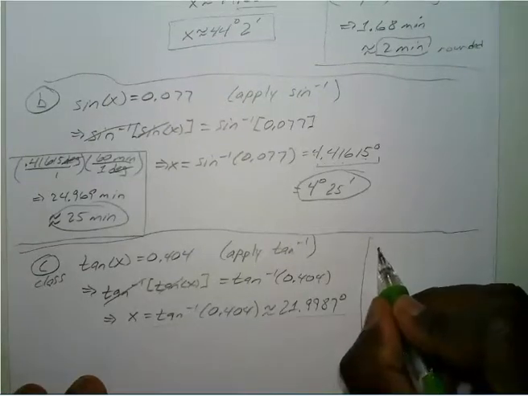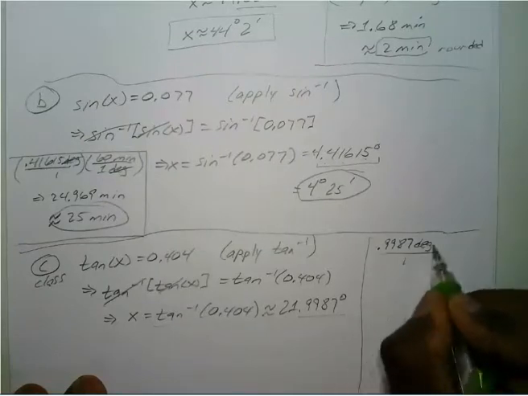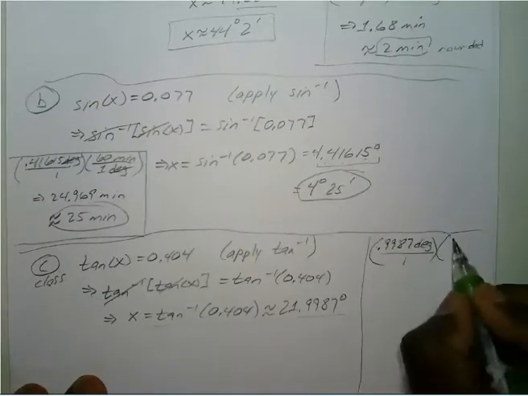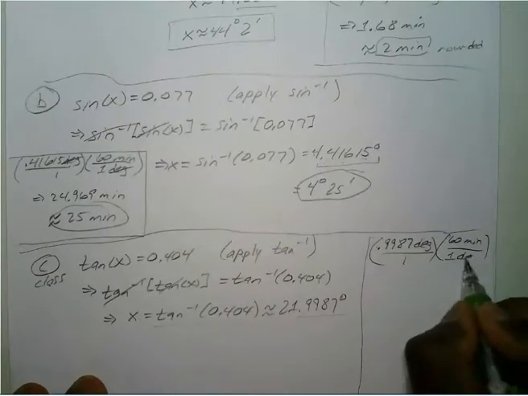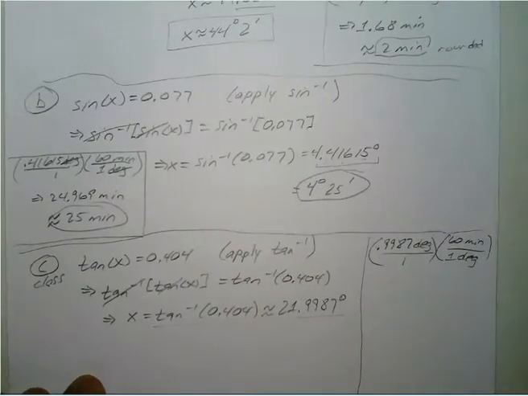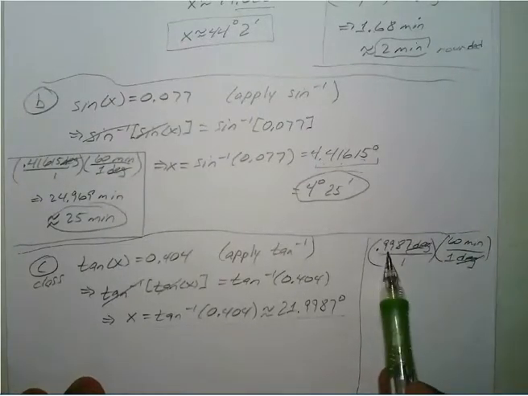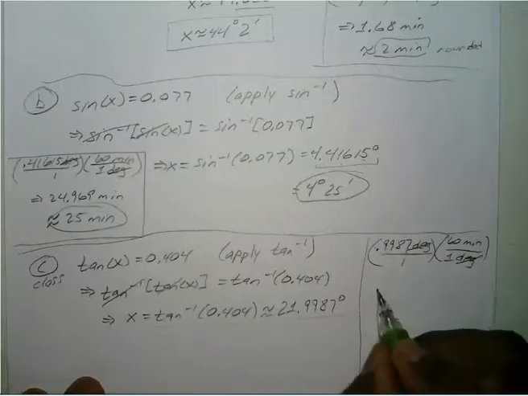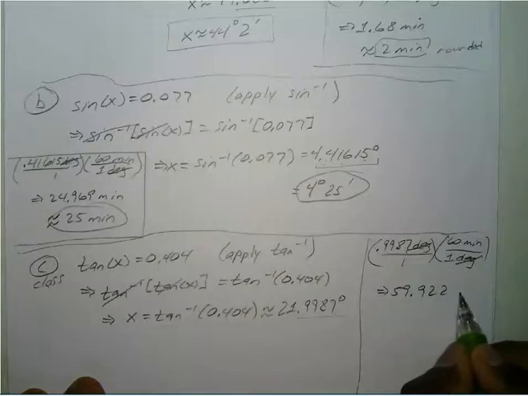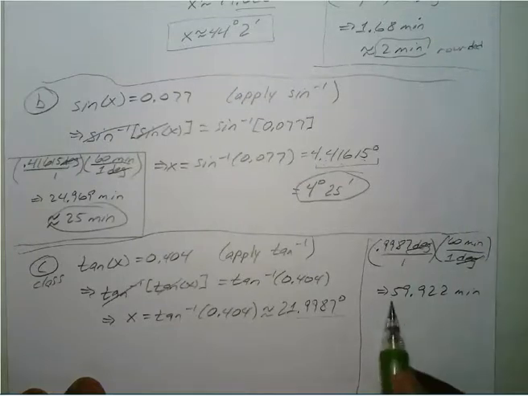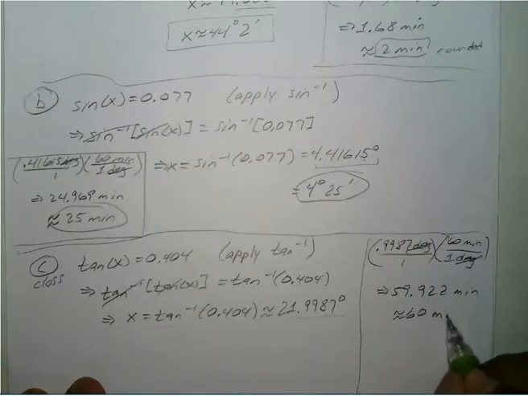Okay, so 0.9987 degrees over 1 times 60 minutes equals 1 degree. Okay, the degrees cancel out, so you have 0.9987 times 60, which gives you 59.922 minutes. But this rounded to the nearest minute rounds up to be about 60 minutes.